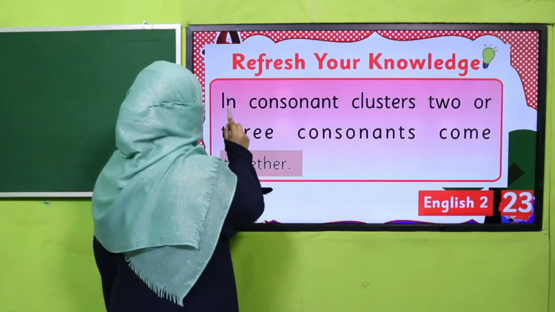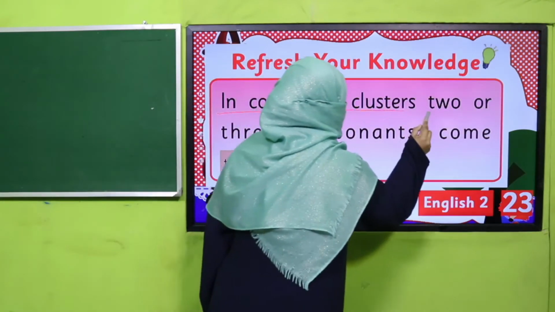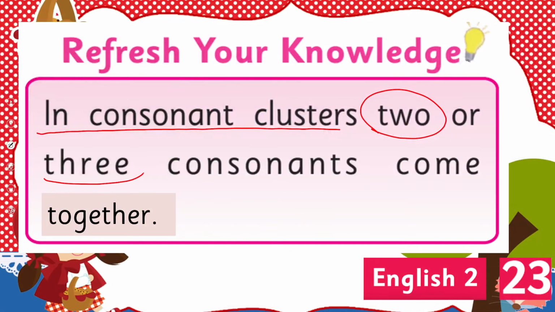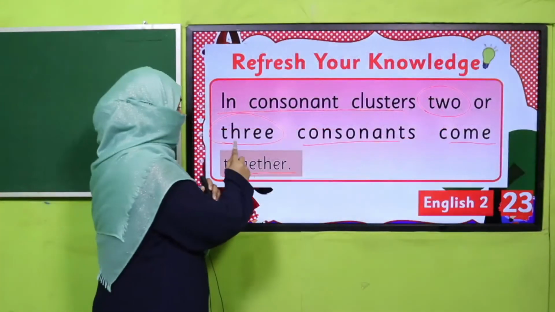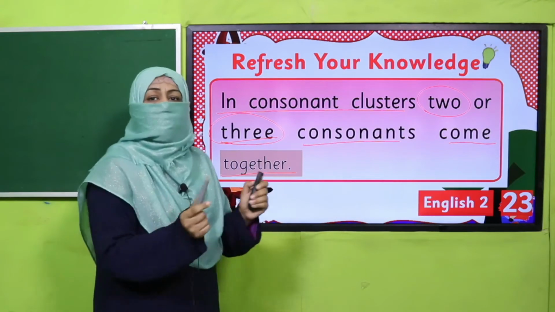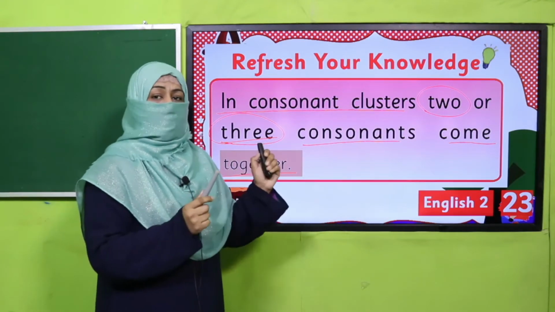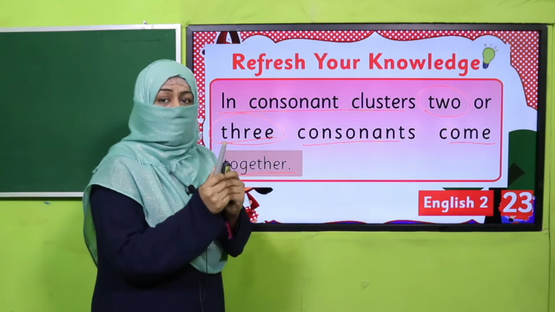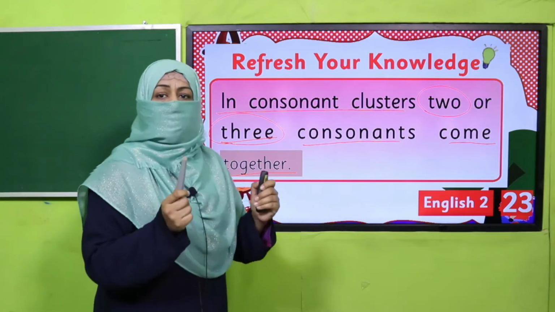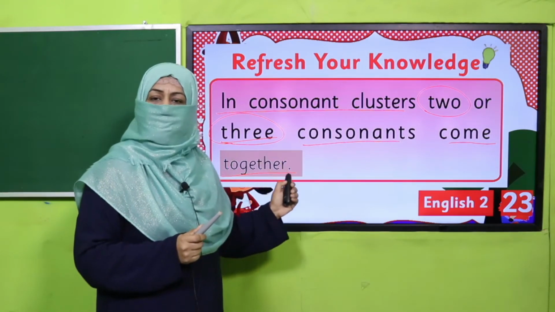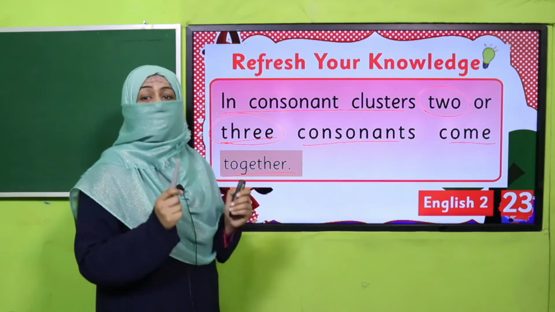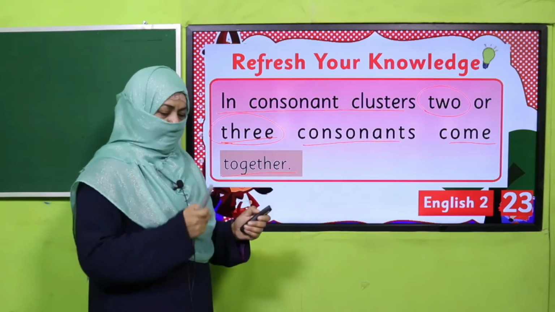So what is a consonant cluster then? You remember, in consonant clusters, 2 or 3 consonants come together. In the examples I gave you, there were 2 consonants, but there can be 3 as well, and they come together. What does it mean? They come together and there will not be any vowel in between these consonants. This is called a consonant cluster, right?